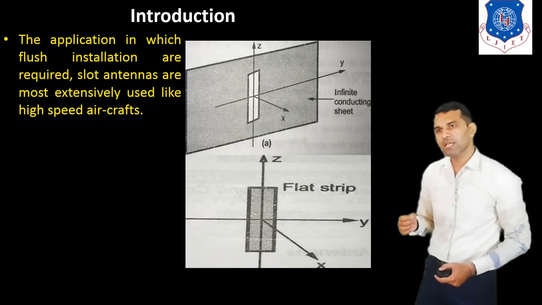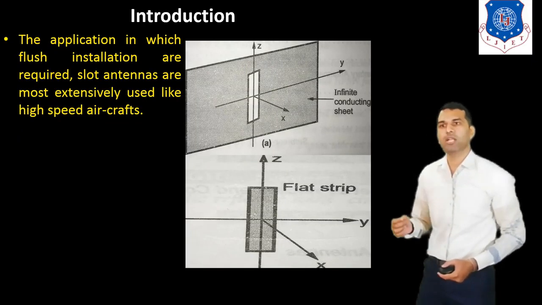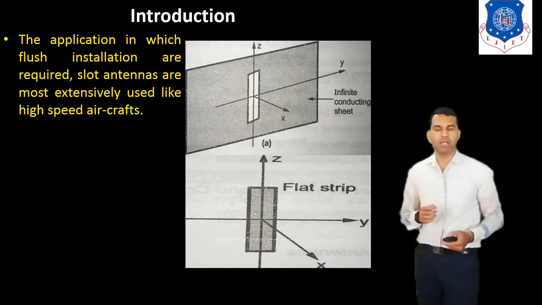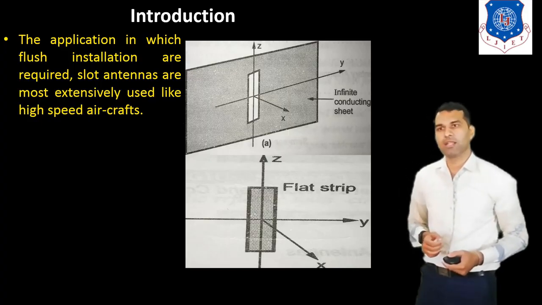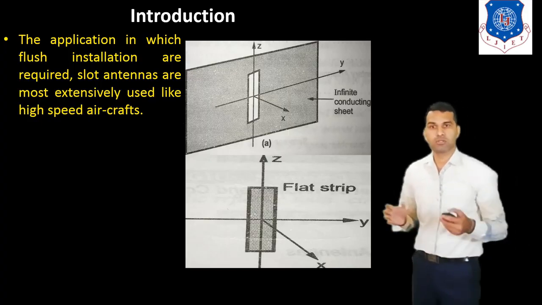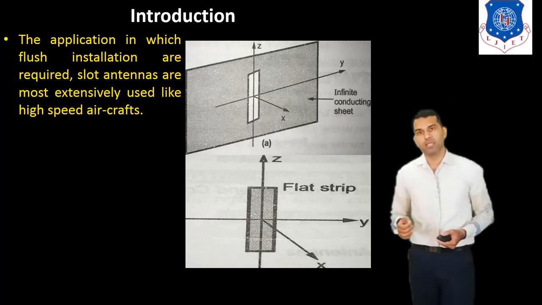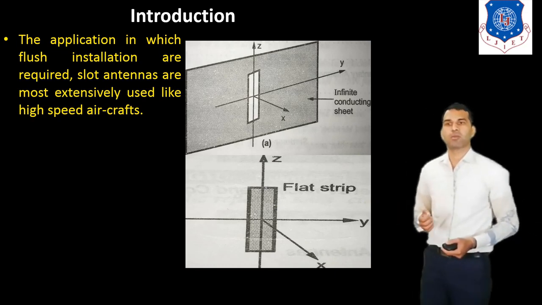In applications in which flush installation is required, slot antennas are most extensively used, like in a high-speed aircraft. So in applications where we require flush installation, in that type of application we use this slot antenna. We can see the example of this aircraft.